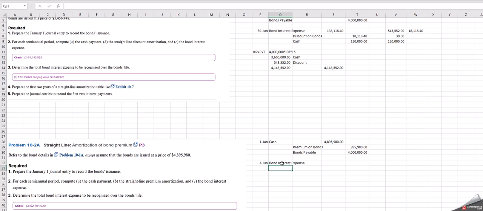Now in this case, when we amortize the premium, we're going to debit it, because when we first set it up, it's a credit, and then we're going to pay cash. Now the cash doesn't change, because again, it's still the $4 million bonds at 6% for 15 years, paying semi-annually. So our payment is still what I've calculated up above there. So the $120,000.